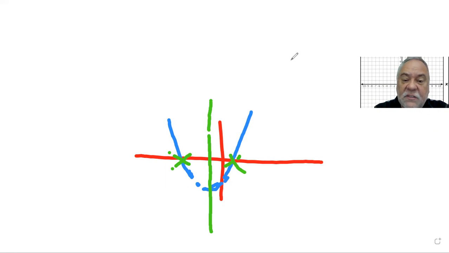And if you notice, it splits the parabola in half, which means that this root on the right side is the same distance away from the axis of symmetry as the root on the left side. They're basically the same distance apart from the axis of symmetry. And that's important to know because it helps you understand what the quadratic formula is.